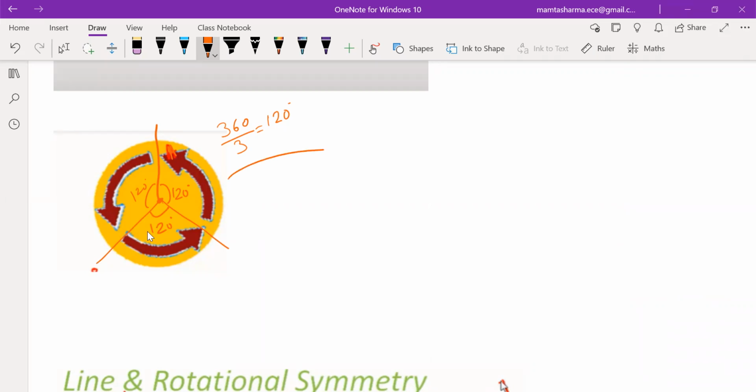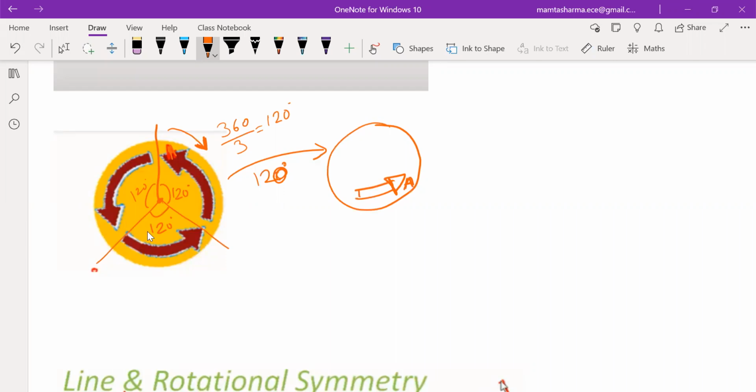Now rotate this circle by 120 degrees. So it will look like this. This point A would come here if we are rotating it in the clockwise direction. Yes, it would come here.